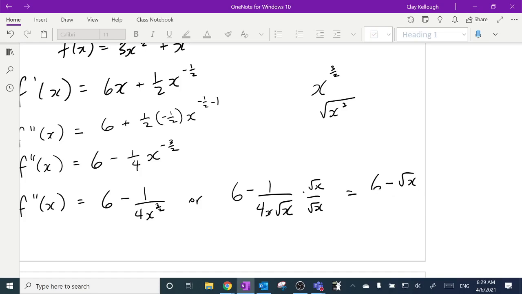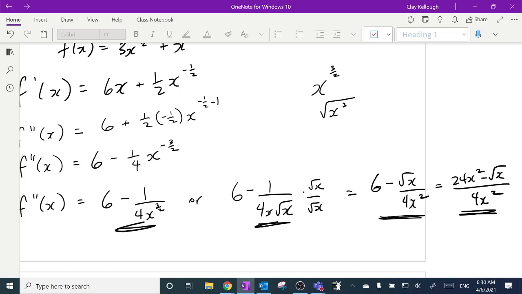Getting ahead of myself here. 6 minus root x over 4x squared. And if you wanted that as one expression, hang on a sec. What would it be? Common denominator here would be 4x squared. So that would be 24x squared minus root x over 4x squared. There we go. All of these things do say the same thing. They're all just different versions of the same thing.